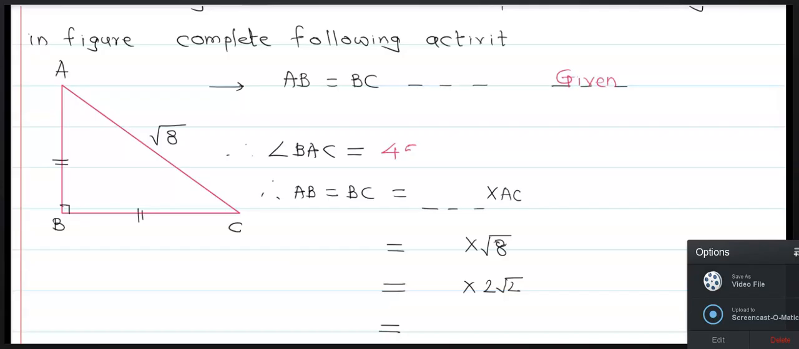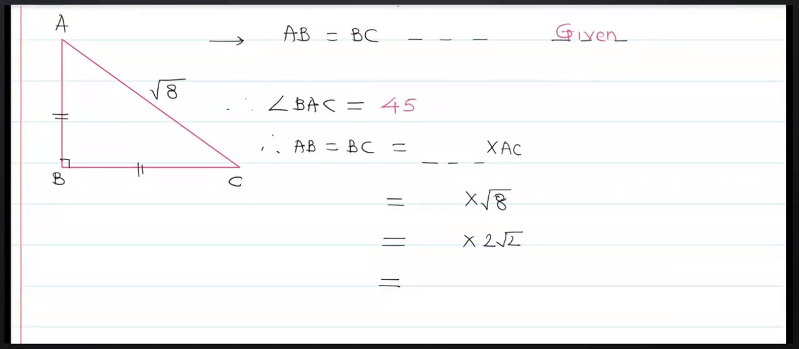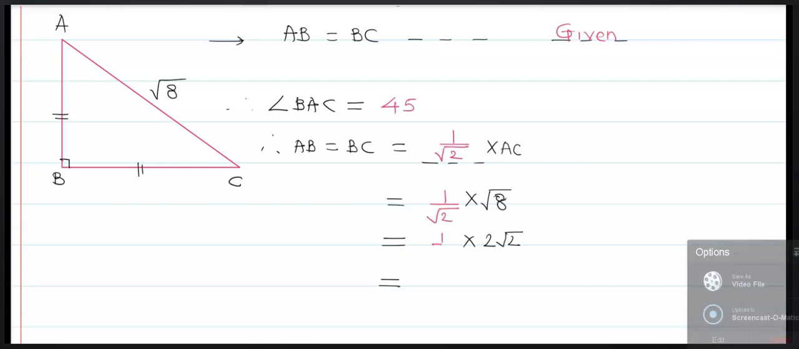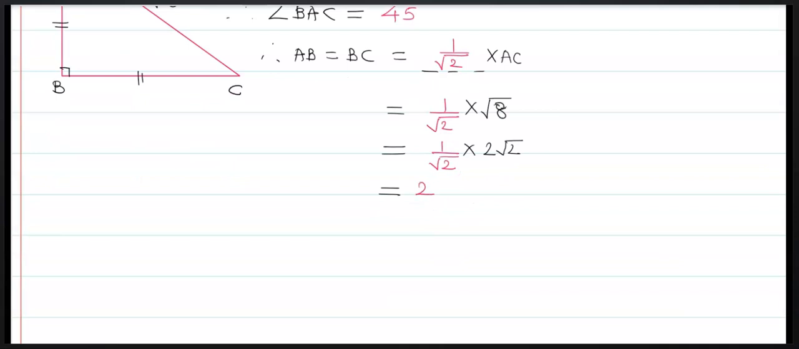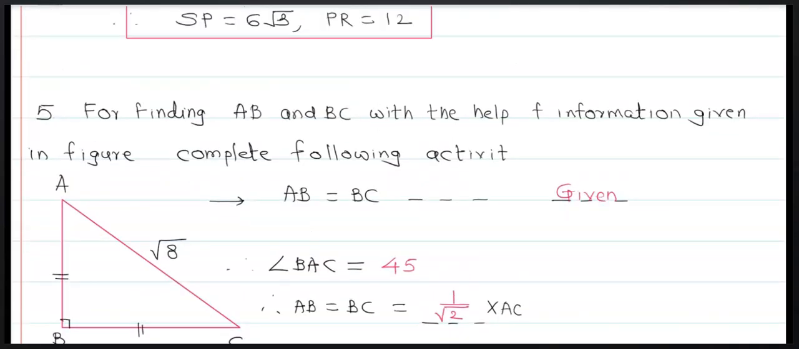Next, AB is equal to BC is equal to 1 upon root 2 AC. Next is 1 upon root 2 into root 8. And next is 1 upon root 2 into 2 root 2. Here root 2 gets cancelled. You will get the answer 2.